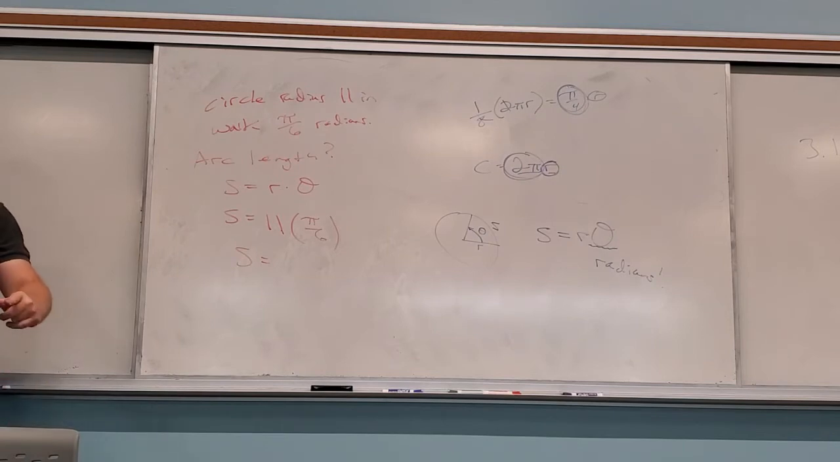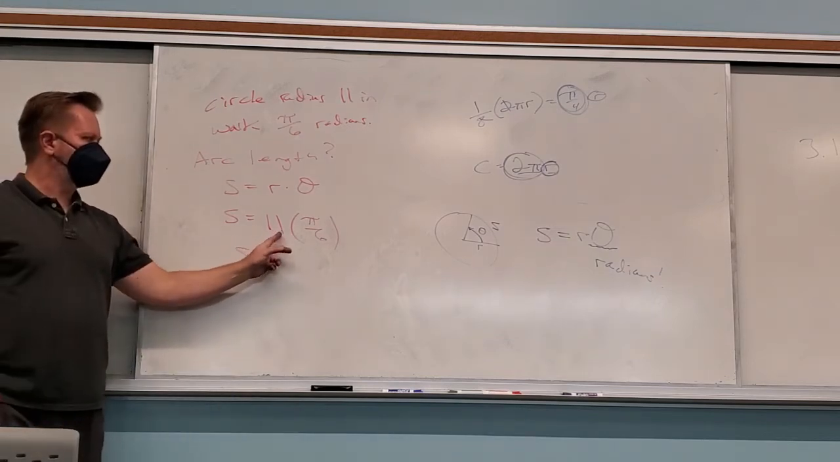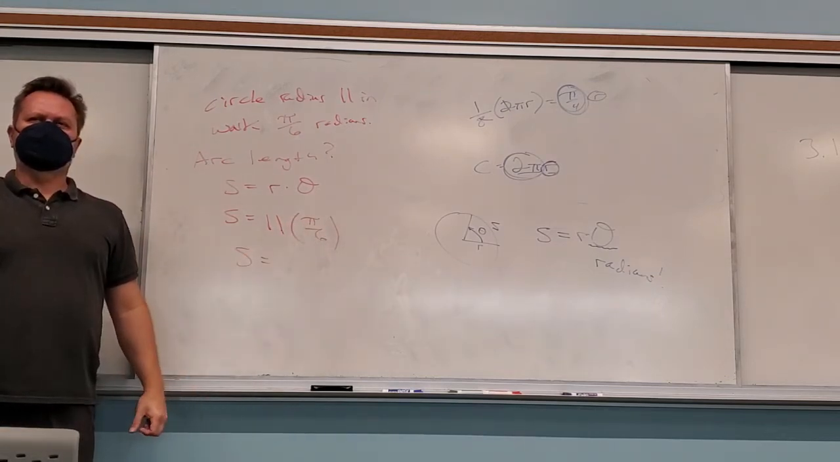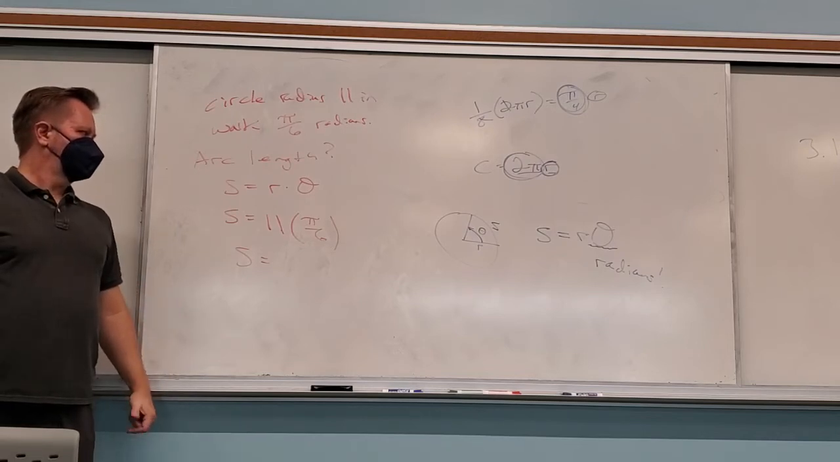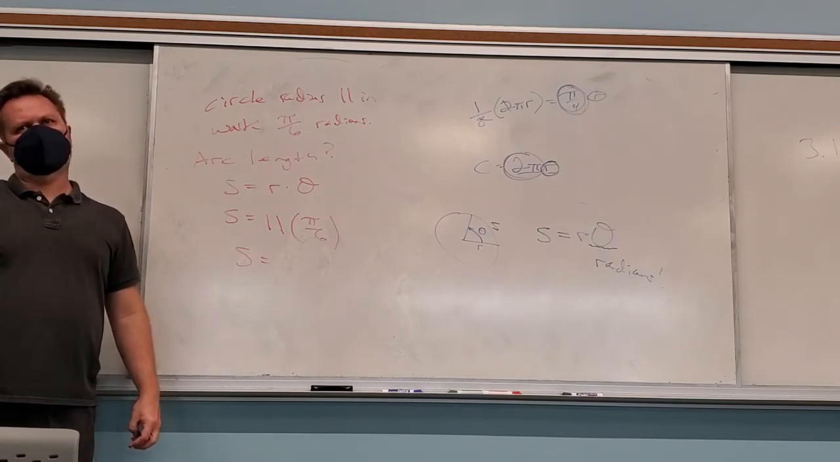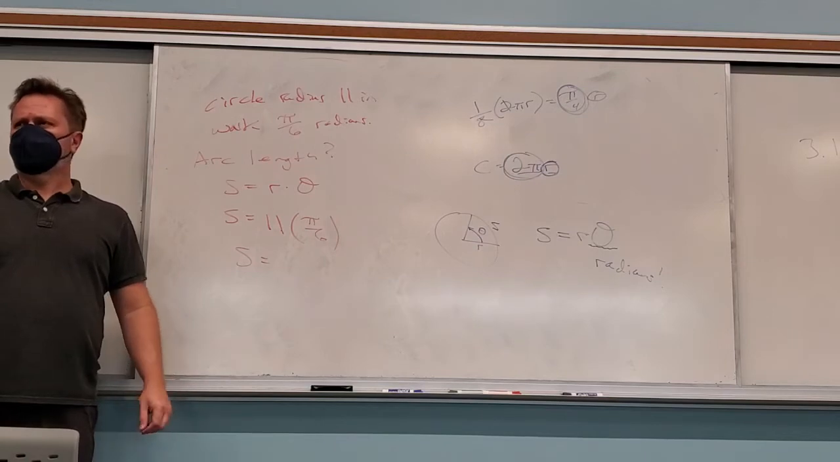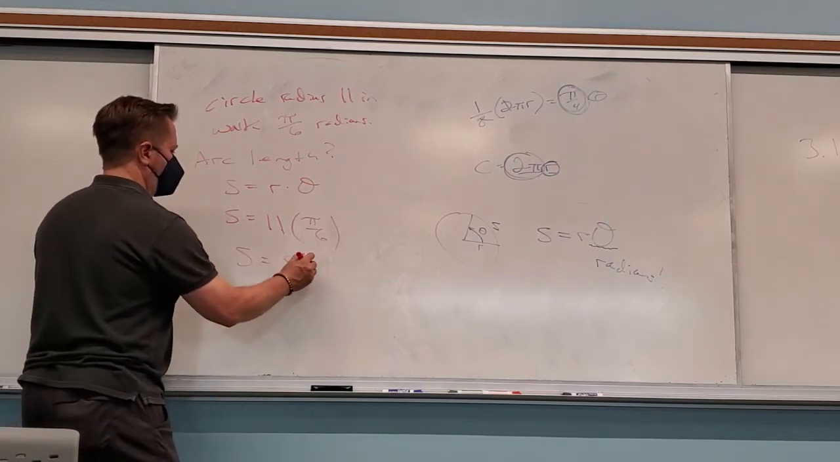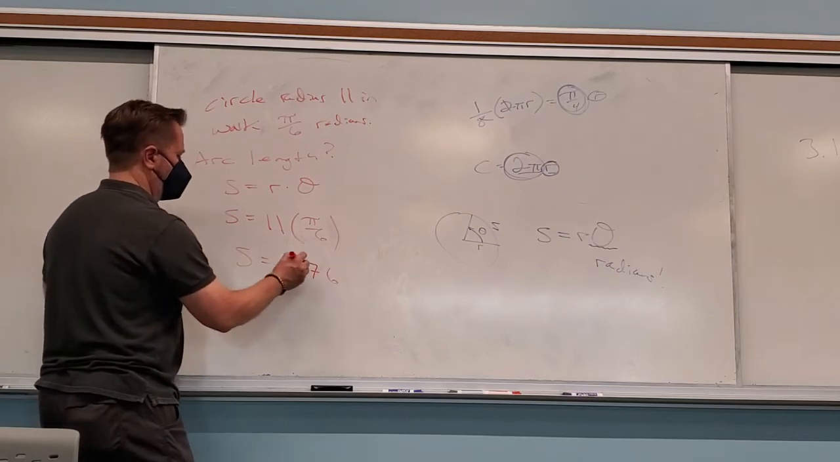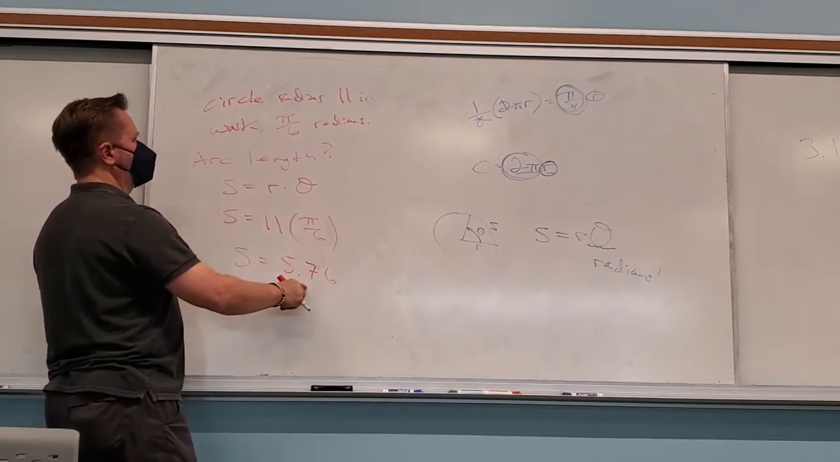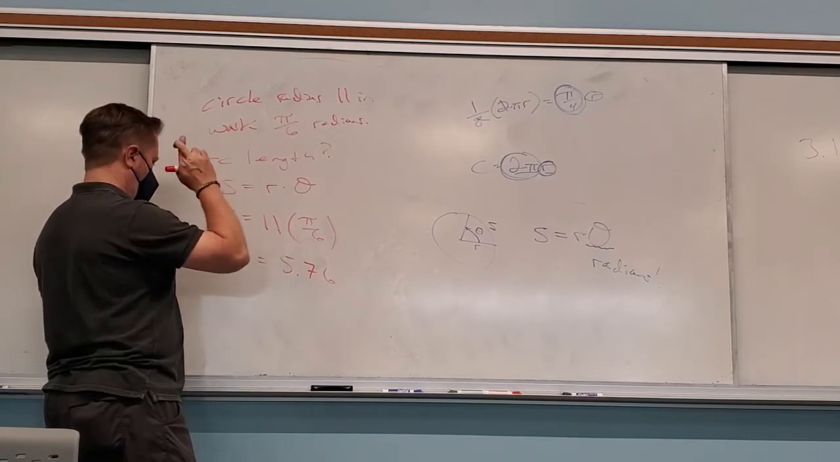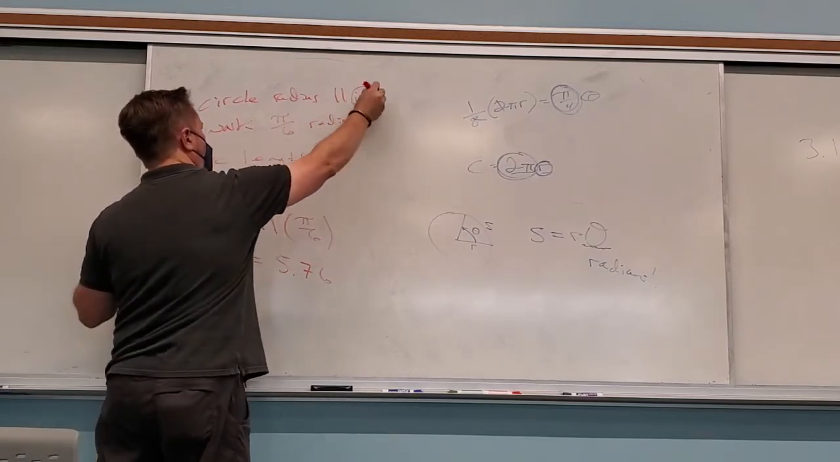So hopefully somebody's got their calculator. You all know where your pi button is on the calculator. The pi button on the TI is above your power button. Can you take a minute and figure out what 11 times pi over 6 is? I think it's roughly 6. 5.75. 5.76 roughly. 5.76 what? Inches.